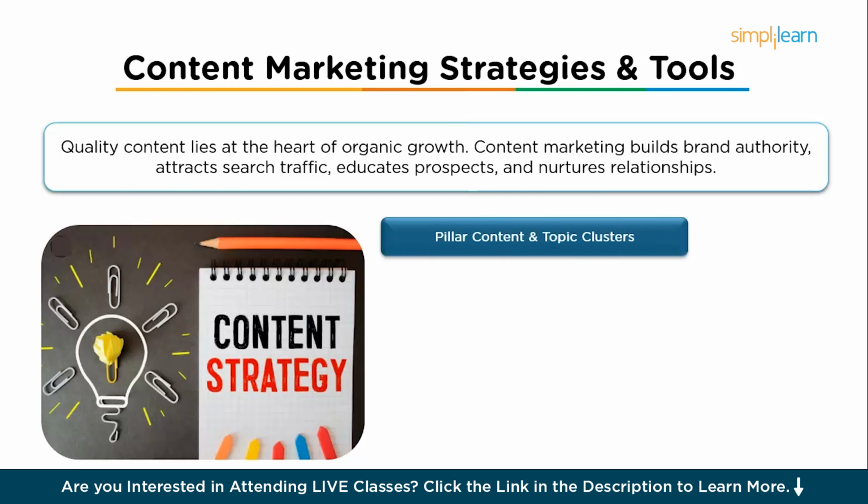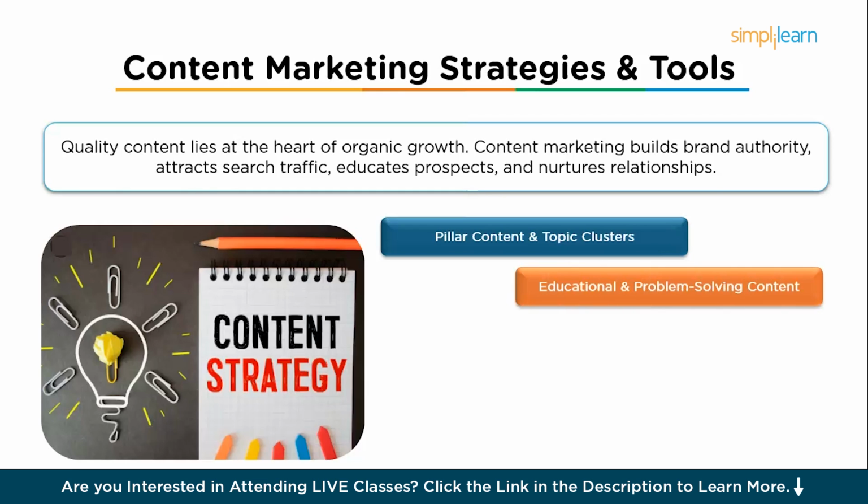The first one is pillar content and topic clusters. Organize your content around comprehensive pillar pages covering broad topics linked to detailed cluster articles targeting specific keywords. So this will improve SEO and the user navigation. Then comes educational and problem solving content. Produce how-to tutorials, case studies and facts that address audience pain points and questions.